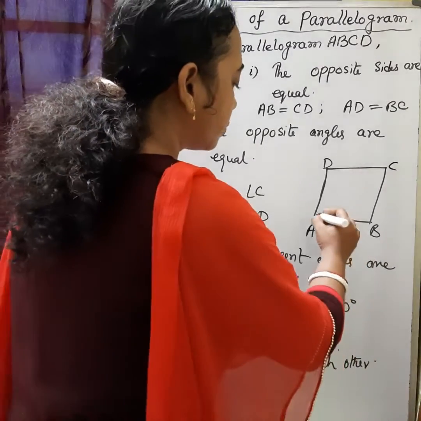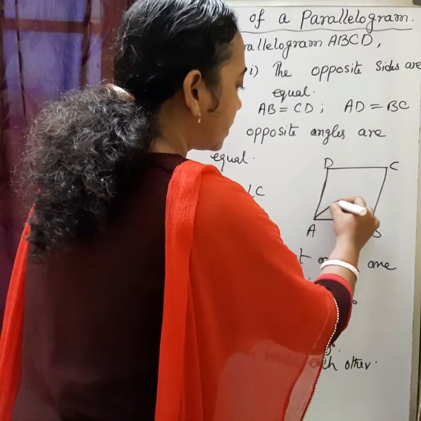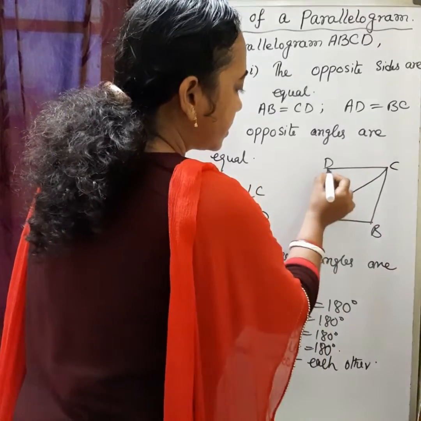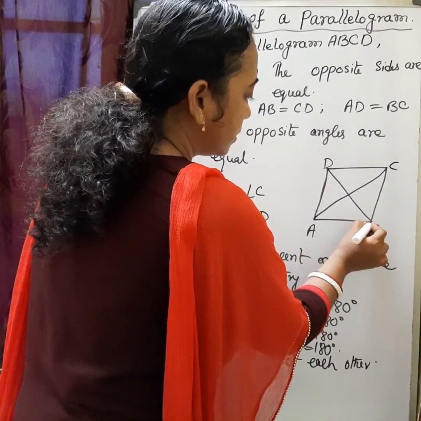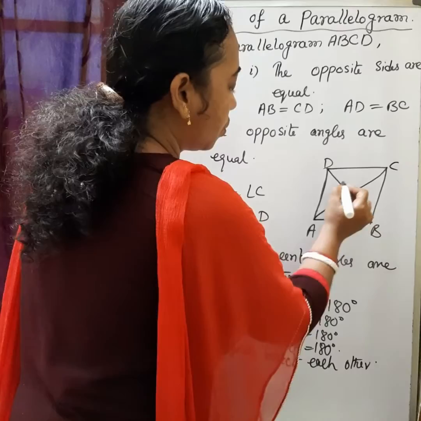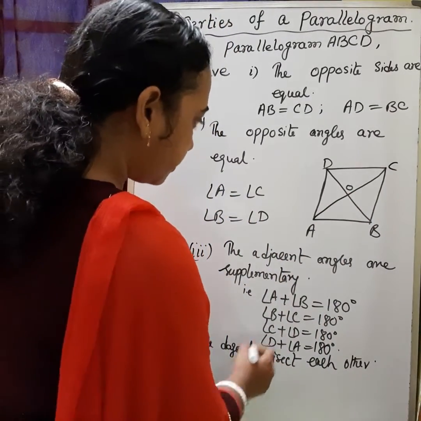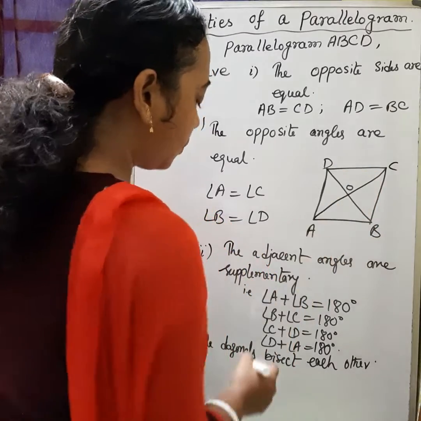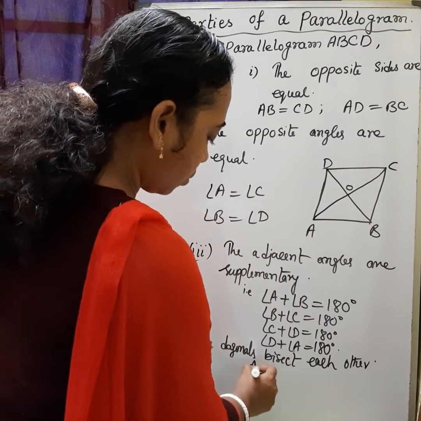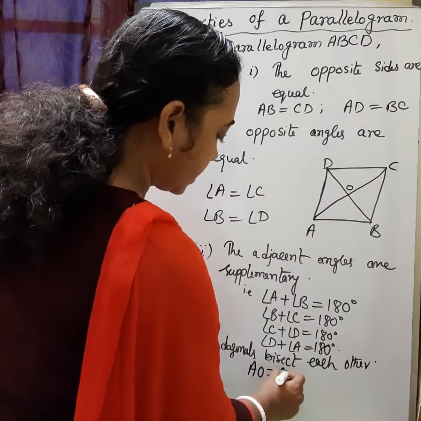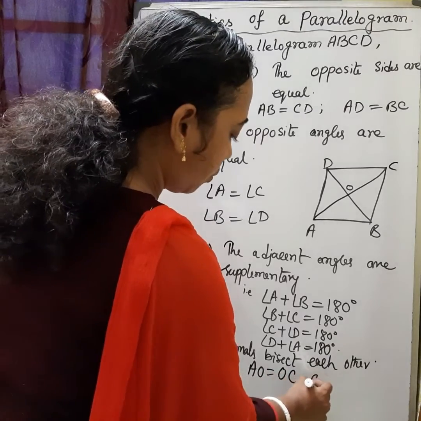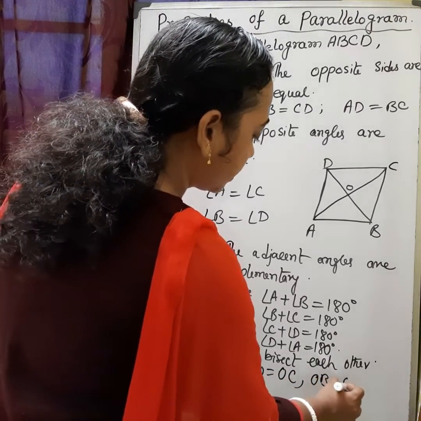We know in a parallelogram there are two diagonals. One is, suppose, AC, another is BD. So they are intersecting at a point O. So the diagonals bisect each other means if they are intersecting at a common point O, then we can write AO is equal to OC and OB is equal to OD.